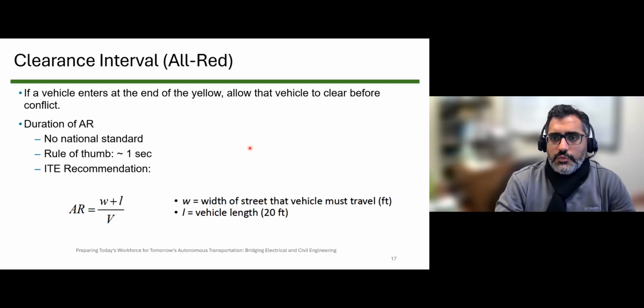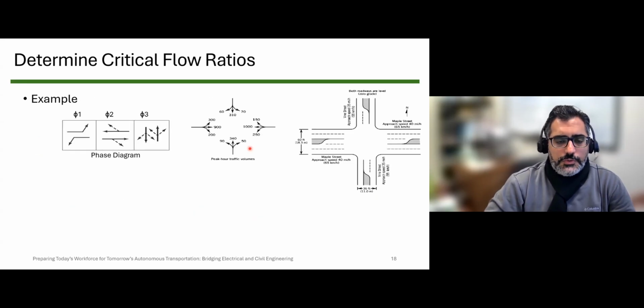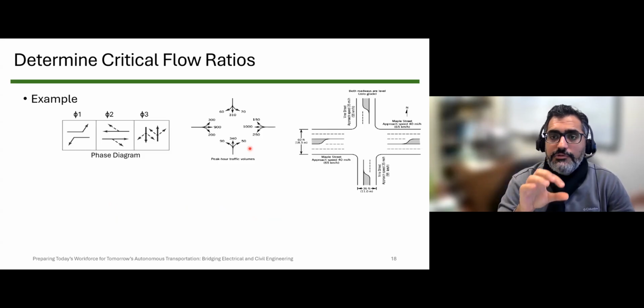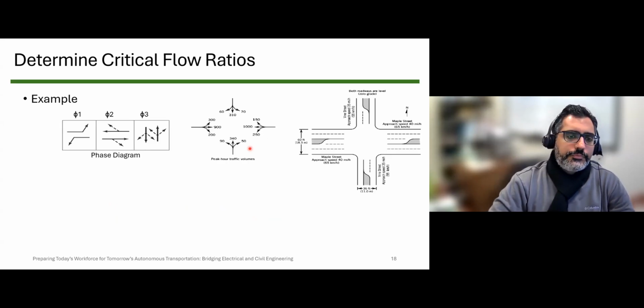After we find out what the length of yellow and all red should be, now is the time to find the cycle length, and based on that cycle length, allocate enough green time to the different phases that are available at an intersection. How do we do it? We will start by finding the most critical flow at each phase. What is the most critical flow?